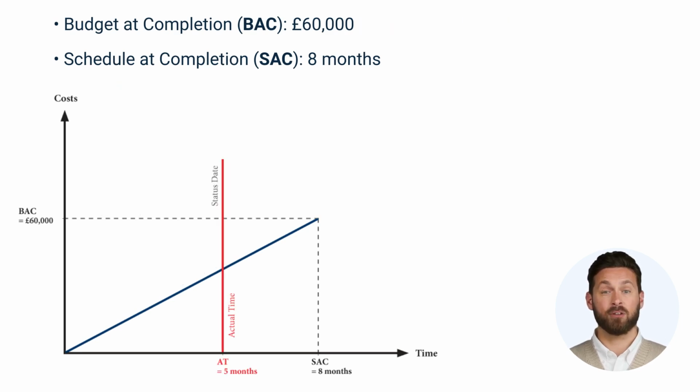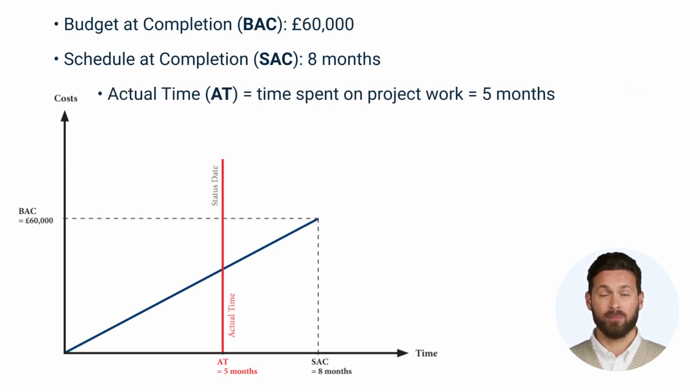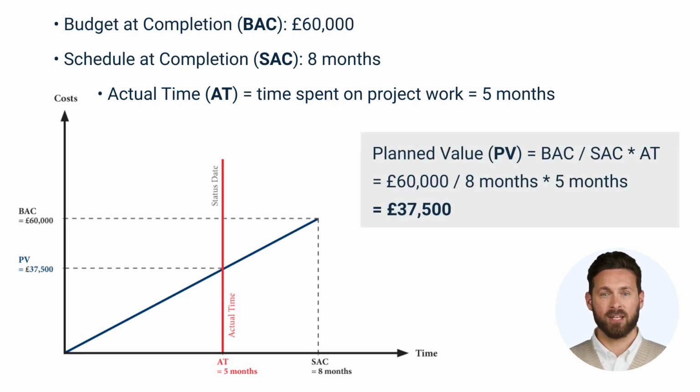Let's now take a look at the project status after 5 months. We examine the actual time, AT, the time actually spent on project work, to assess the progress and costs. For this, we first calculate the planned progress of the work. This is done by dividing the budget by the project duration and then multiplying the result by the time spent so far. In our example, the planned value after 5 months is £37,500.